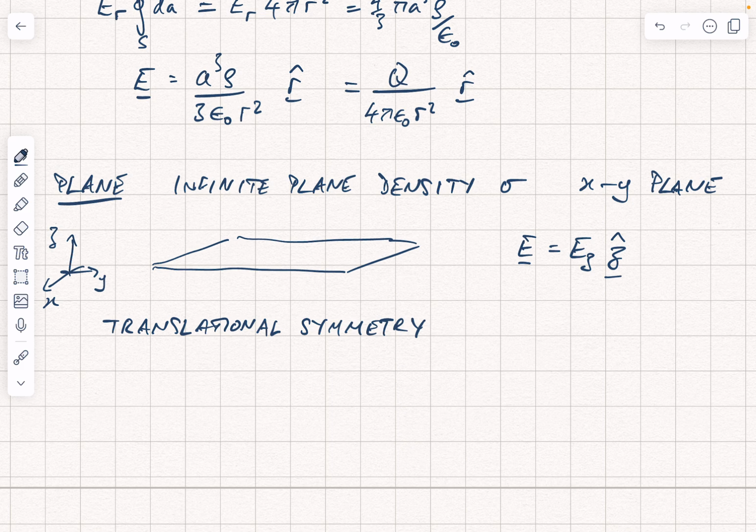and that wouldn't obey translational symmetry. Another way of thinking about it is just to consider the fact that any kind of in-plane, in xy plane contribution to the E field from one point on the surface will be cancelled out by another point in the diametrically opposed direction.